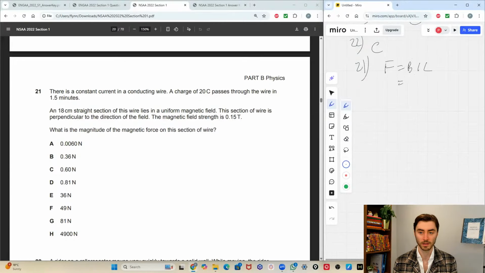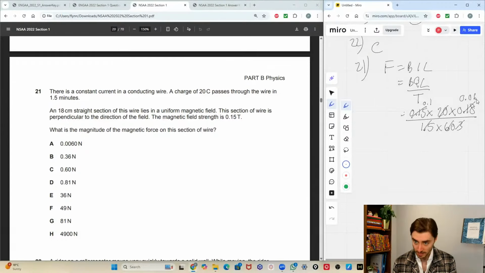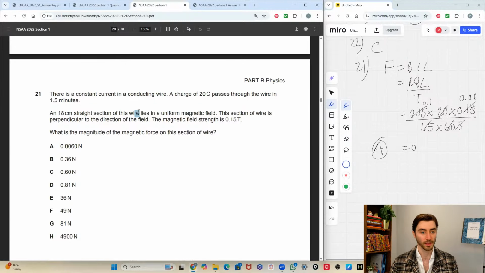And current is charge over time. Magnitude of the force: B, Q. Not going to fall for the units. 1.5 times 60, cancels, 0.1. Cancels, 3. Cancels, 0.06. 6 millinewtons. So that's A. And I think that's first pass done.